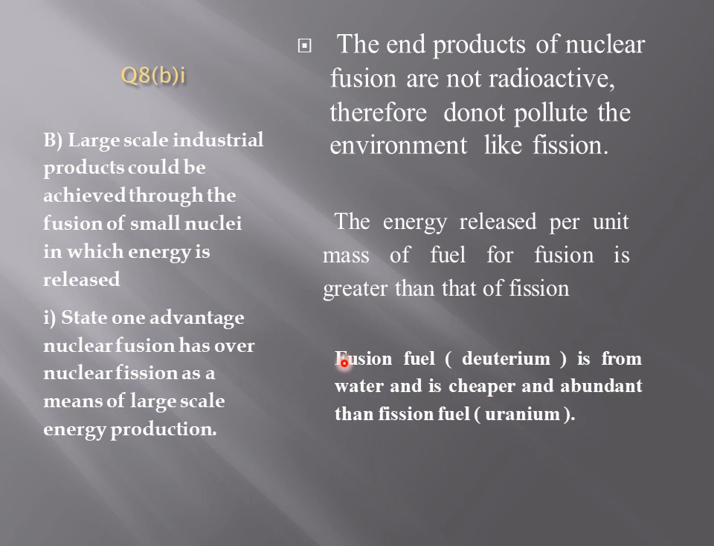The last advantage of fusion over fission is that the fuel that is needed for it is from water. It is cheaper and is abundant. Deuterium is hydrogen too. It can be gotten directly from water, but the fuel that is needed for fission is from uranium, and it's expensive to treat and enrich it before we can start producing energy. So we see that the source of fusion is readily available, but the source of fission is more expensive and scarce to find.